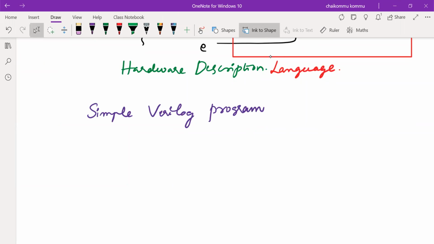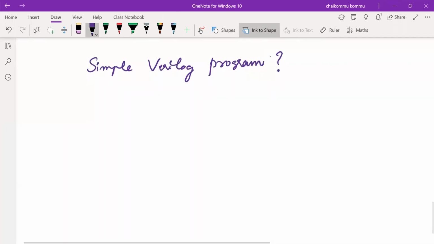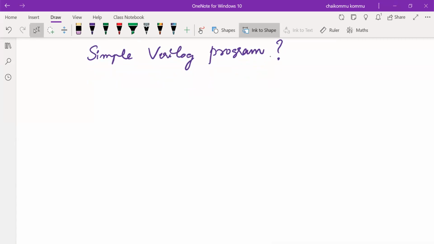Let us write a simple Verilog program here. We will take a half adder, for example, not a half adder, a full adder. For the sake of simplicity, I'll consider a full adder. What does the full adder look like? The full adder is something like this. For the sake of understanding, I'm writing in different colors. This is A, this is B, this is the sum signal, and this is the C out signal.